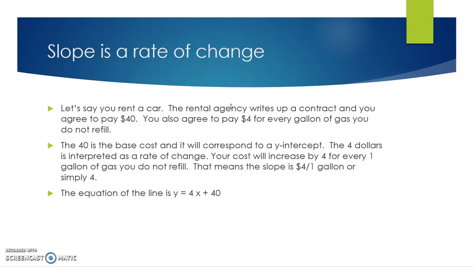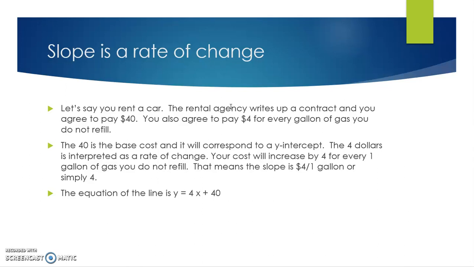Okay. So now the $40 is a base price. So that's like a y-intercept. That's like if you have 0 gallons of gas you did not refill, then it's going to cost you 40. So that's where you start. So you start at 40, all right? And then the $4 per gallon is a rate of change. Your cost increases by $4 for every 1 gallon of gas you forget to put back into the tank.